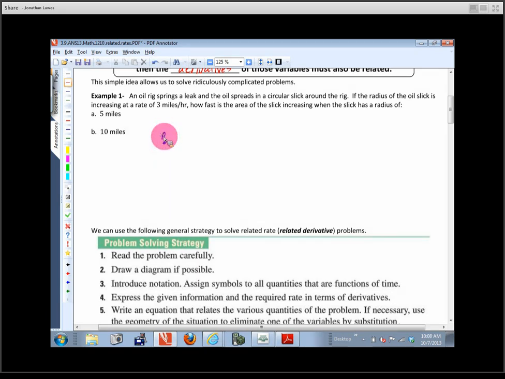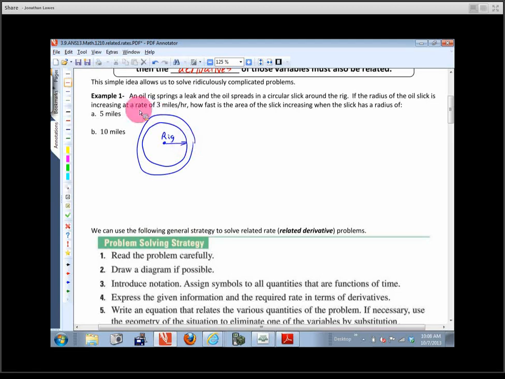Let's put the rig right here. And then oil is spreading out from the rig at 3 miles per hour. So if we let an hour go by, we've got a circular disc about that big. Okay, let a little bit more time go by, and we add a little bit to the radius. Pretend I'm drawing nice concentric circles. But this circular disc is getting bigger and bigger and bigger. And here's what we've got.